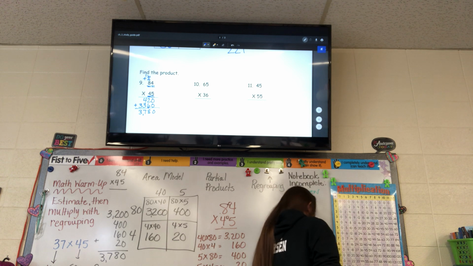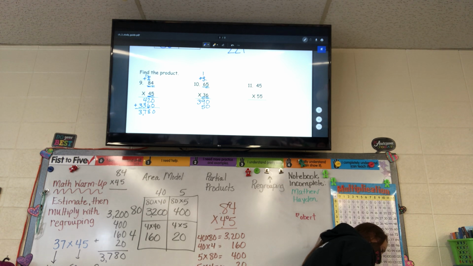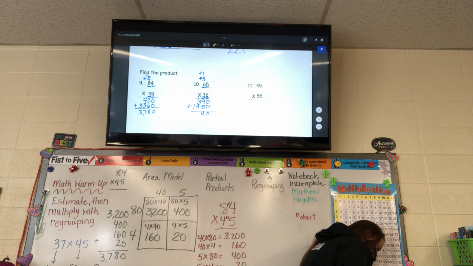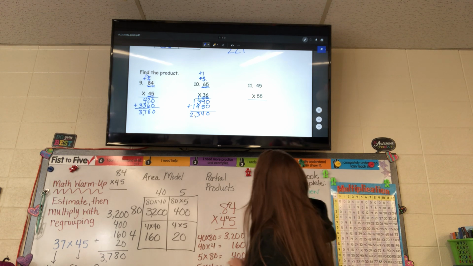Okay, 65 times 36, here's the regrouping. 6 times 5 is 30, put down the 0, carry the 3. 6 times 6 is 36, plus 3 more is 39. Cross out the 3, 0 placeholder. 3 times 5 is 15, put down the 5, carry the 1. 3 times 6, 18 plus 1 is 19. So you should have 390 and then 1,950. And you will get 2,340.